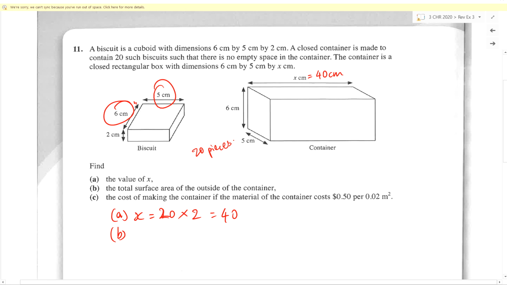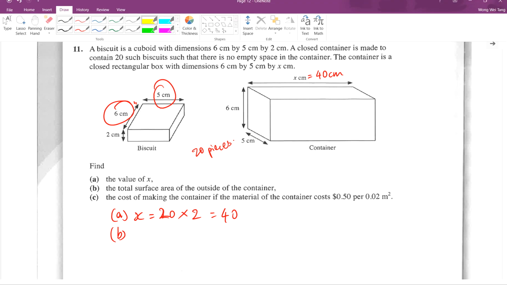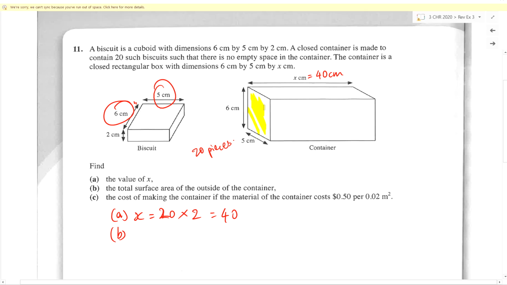Okay, I will shade this face to be my cross-sectional area. So there are 2 of them. There's one at the back also.